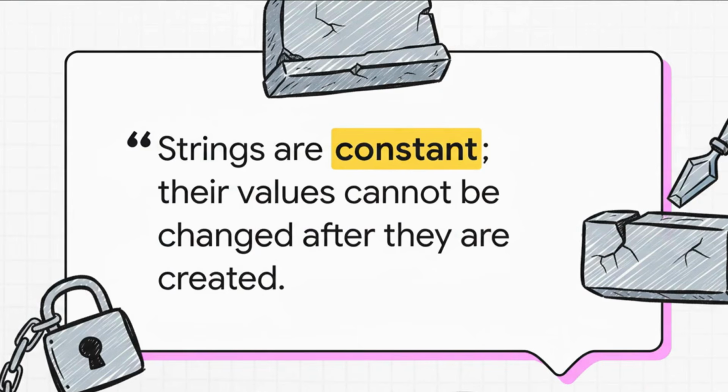And hey, don't just take my word for it. The official Java documentation says it right there in black and white. Strings are constant. So think of every single string you create as being set in stone. This one design choice affects everything else we're about to talk about.